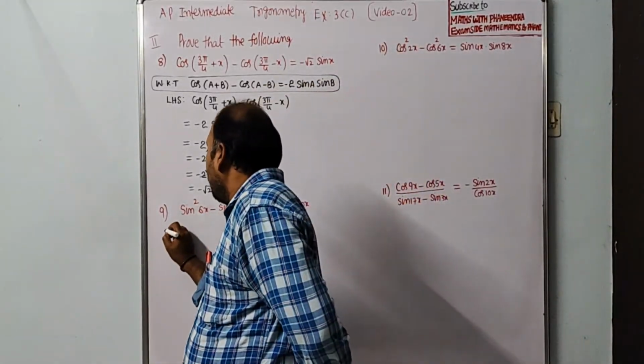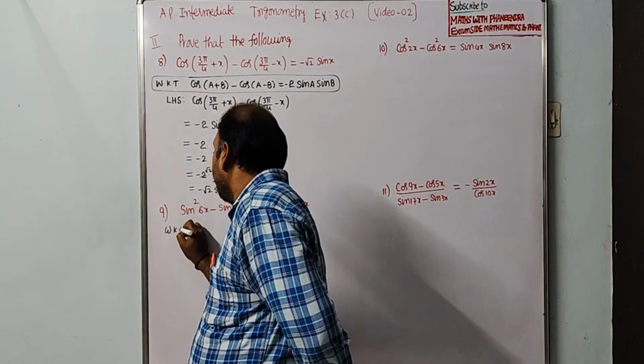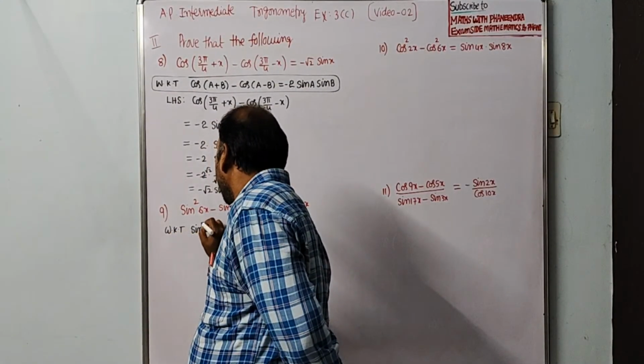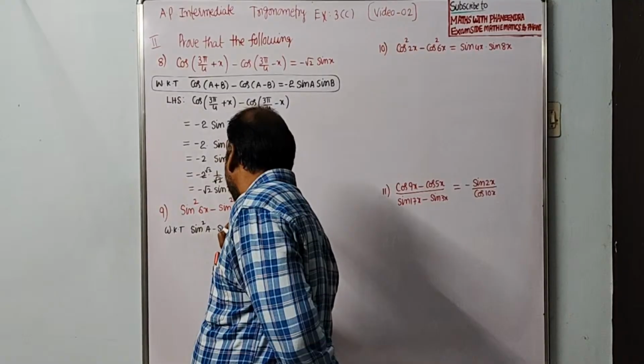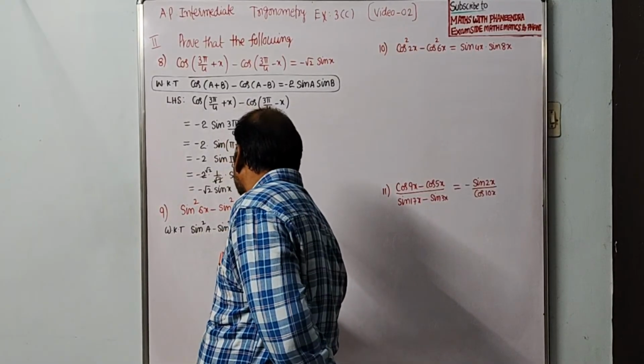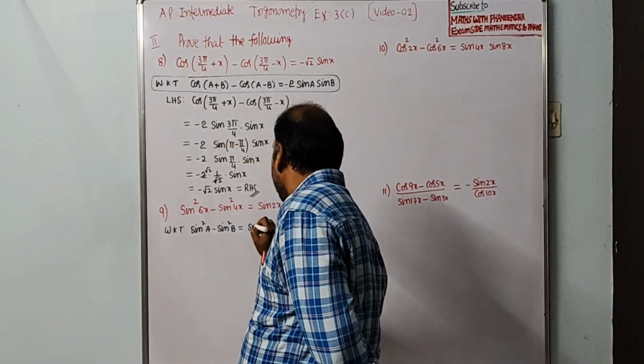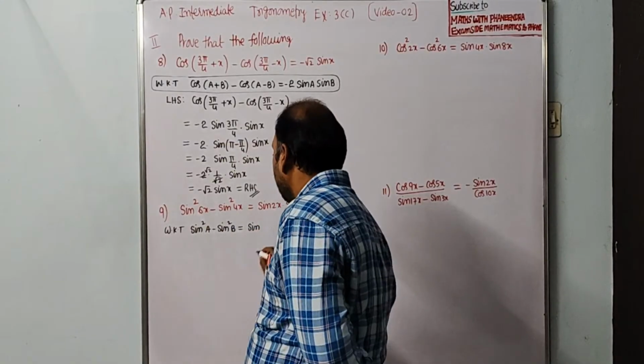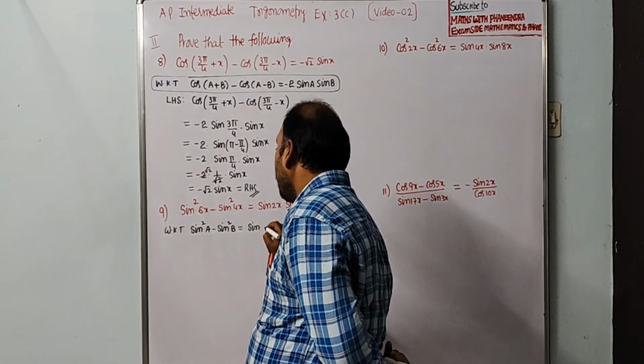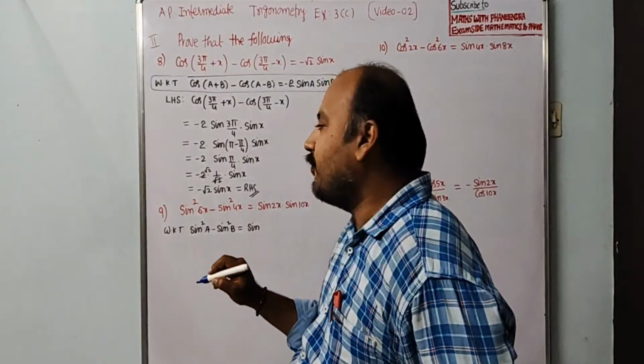Sin square, even here also we know that sin square A minus sin square B is equal to sin of A plus B into sin of A minus B.